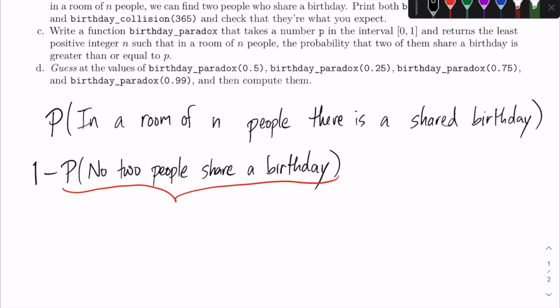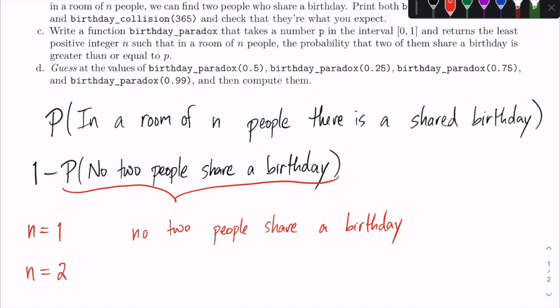Okay, well, let's think about some different cases. So when n equals 1, then no 2 people are in the room with a shared birthday. Okay, if n equals 2, then we're going to think about it. There's sort of one person in the room who has some birthday, and the second person is going to come in the room, and there's a 1 in 365 chance that they share the same birthday. So there's 364 out of 365 birthdays that will not share a collision. So that's the chance of no shared birthday.